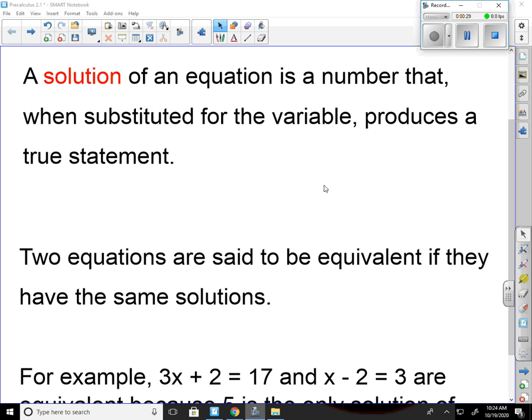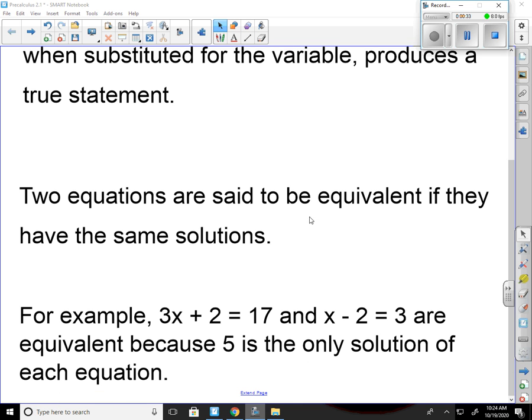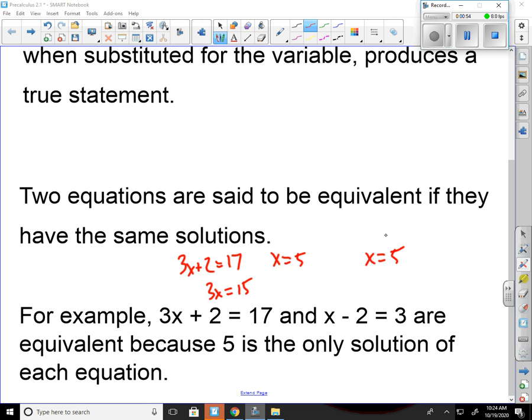For example, 3x plus 2 equals 17, and x minus 2 equals 3 are equivalent. And the reason for that is, if I solve these two equations, subtract the 2 over, 3x equals 15, divide by 3, x equals 5. Over here, add the 2 over, x equals 5. So these are equivalent because they both have the same solution. 5 is the only solution that works for both equations.